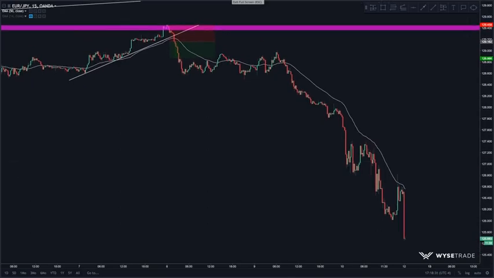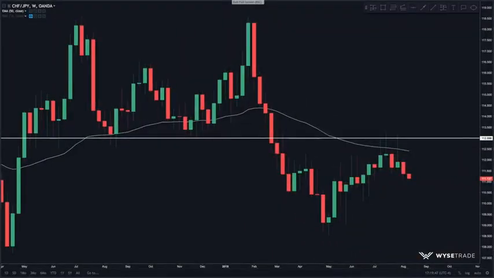So let's jump to the Swiss yen. So here on the weekly time frame, we had multiple long wick candles rejecting resistance and the 50 EMA, which gives us a bearish bias.